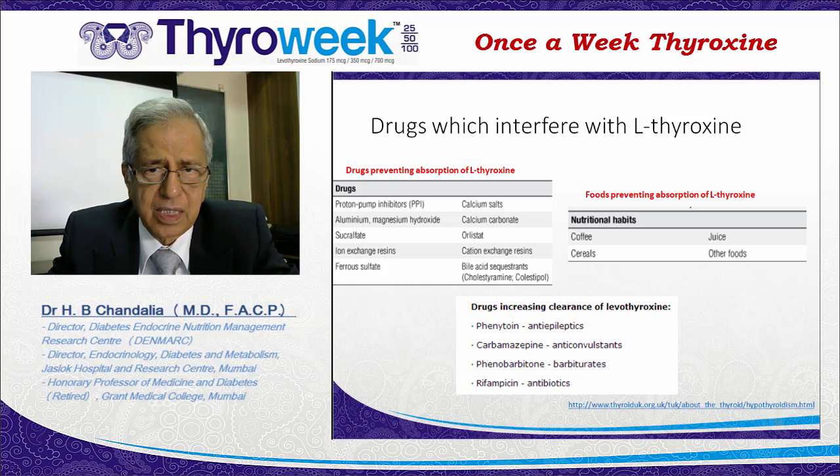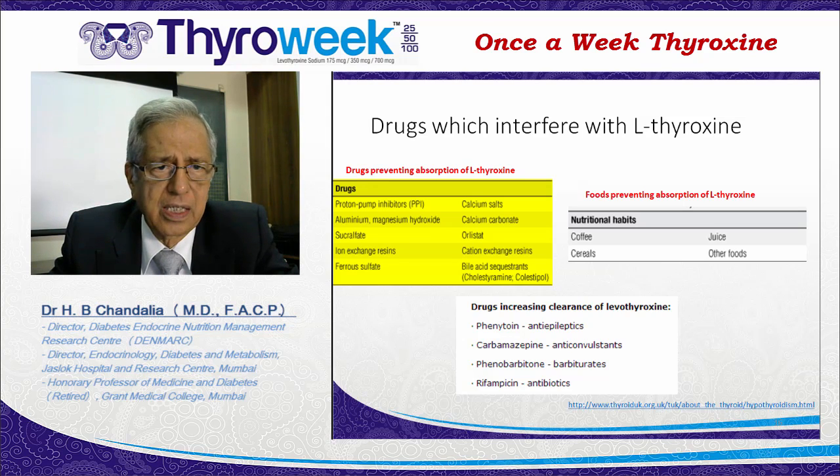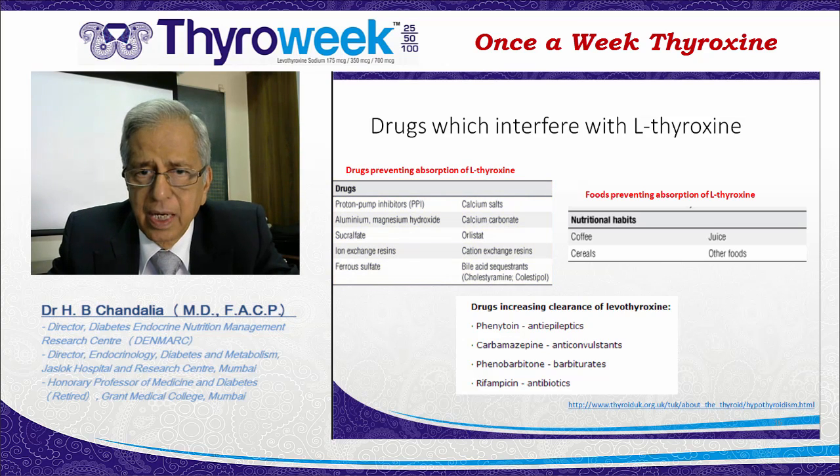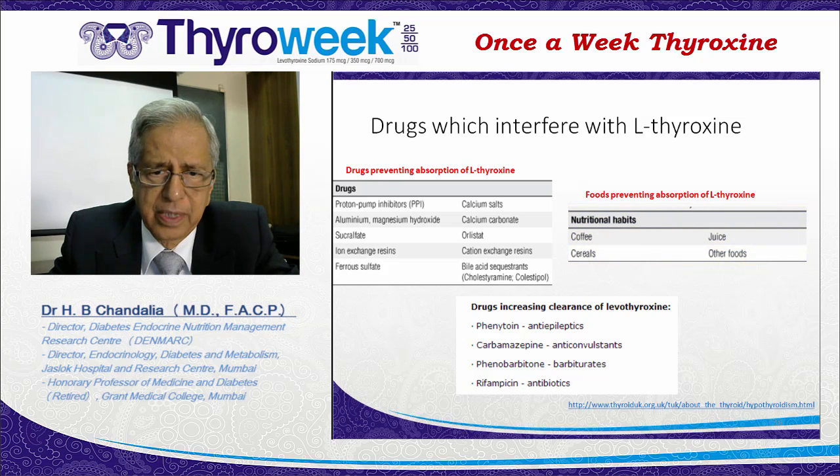There are many other drugs which interfere, and some of them are listed here. Remember the calcium salts, which are also administered very frequently to people, especially to women in the postmenopausal age, and again the iron and antacids like sucralfate, aluminum salts and magnesium salts that can cause problems. Remember, amongst the nutritional compounds, coffee, juice, and cereals can also cause malabsorption of thyroxine. And of course, many other drugs, the list of which is ever expanding, can result in poor absorption of thyroxine.